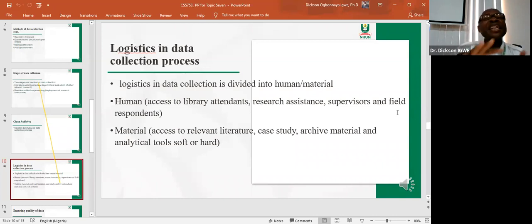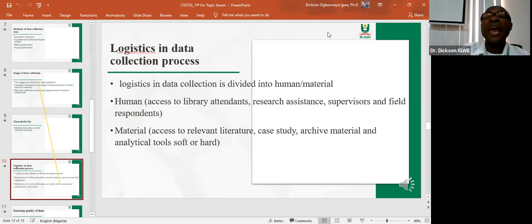Do you have things like lights that you use to read in the dark? You have a tape recorder that you use to record your data in terms of interview? You have biro to give to your respondent who will fill your questionnaire for you? These are logistics issues, and they fall under material resource logistics.